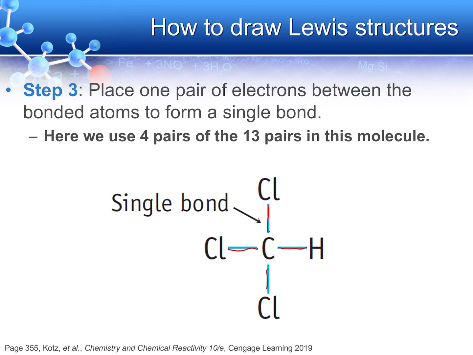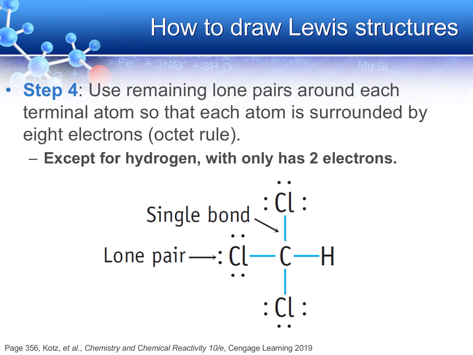So I've got 2, 4, 6, 8 total electrons. So that's 4 pairs of the 13 pairs that we know exist in this molecule. So what we do now is we draw dots, or these non-bonding electrons, around each of the atoms. But we don't do this for hydrogen, because hydrogen only has 2 electrons. So that's an exception to the octet rule.